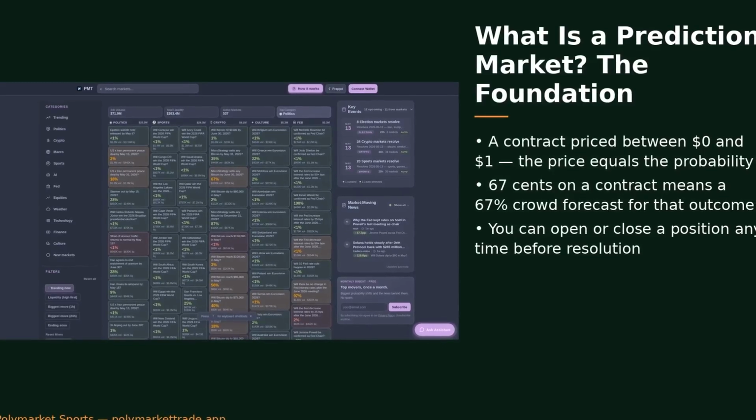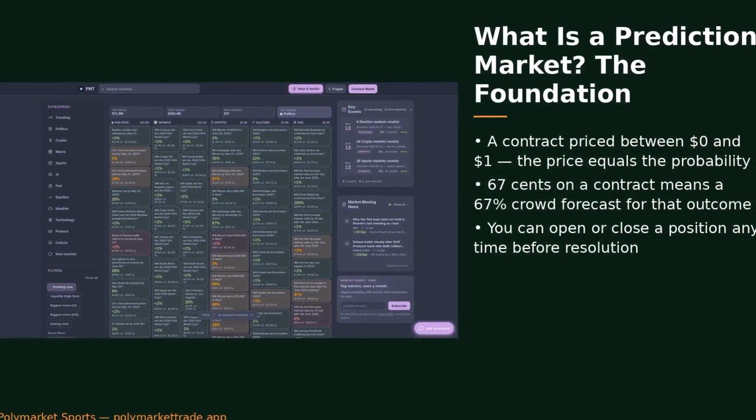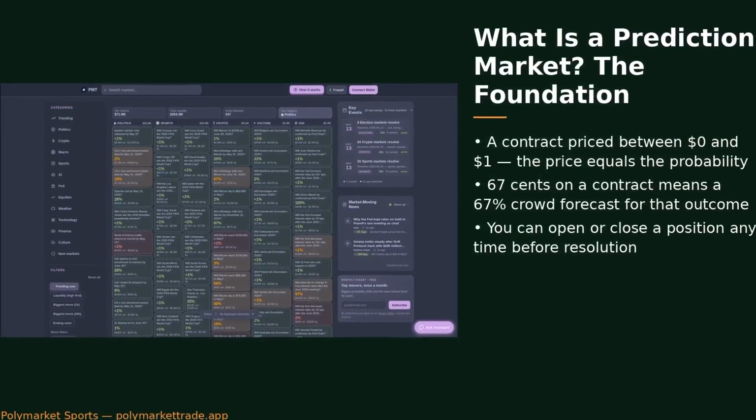If you have never opened a prediction market in your life, that is totally fine. We are starting from zero.